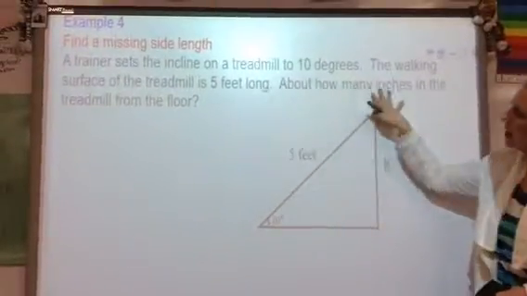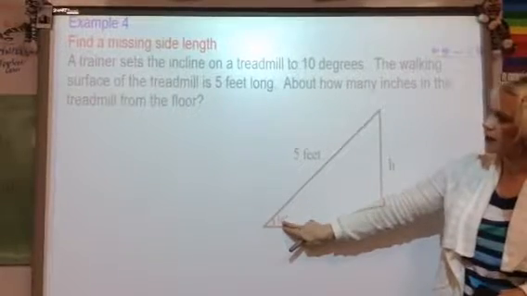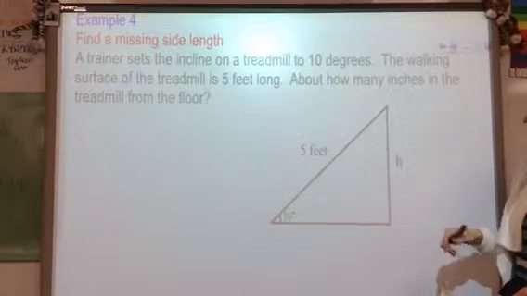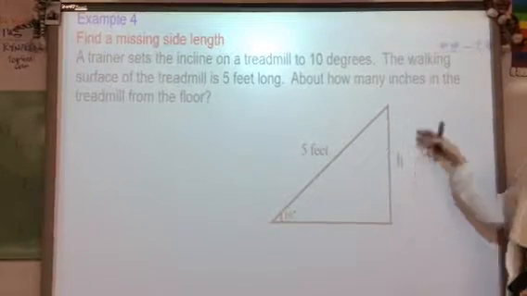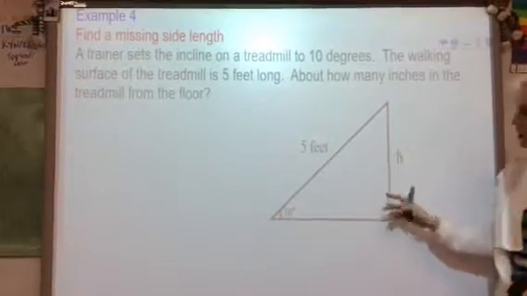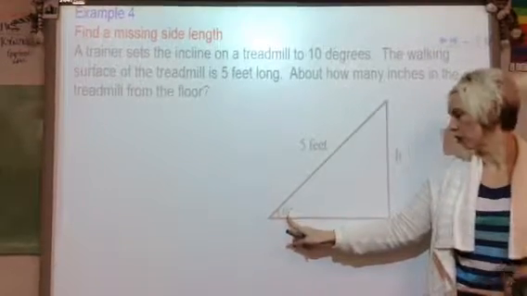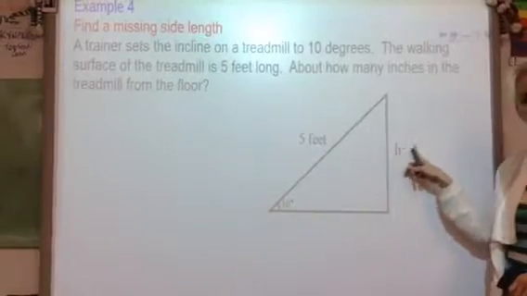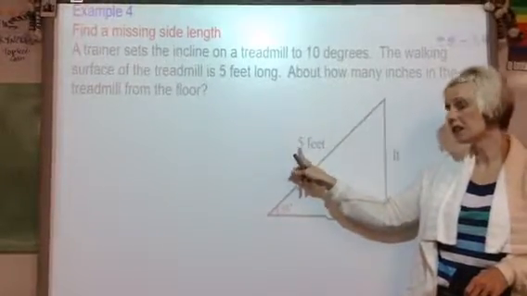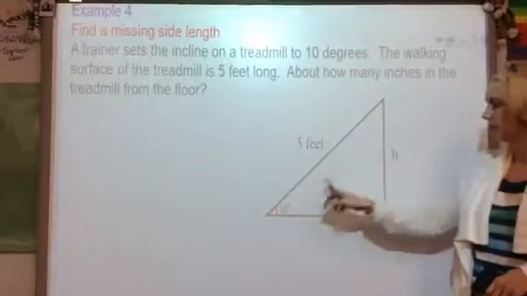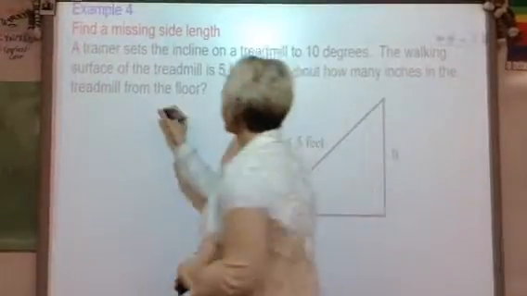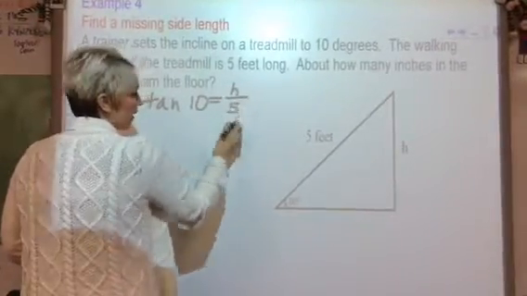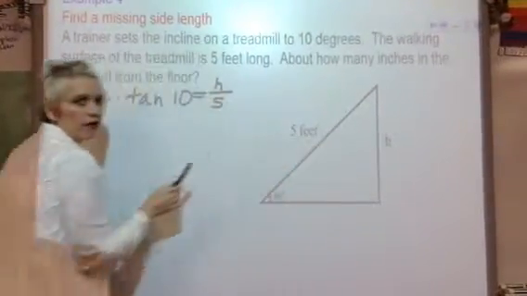A trainer sets the incline of a treadmill to 10 degrees, and you see that right here, and the walking surface on the treadmill is 5 feet long. So about how many inches is the treadmill from the floor? So we're looking for this height here. Which ratio would give me opposite of this 10 degrees over hypotenuse? That would be tangent, TOA. So tangent of 10 is equal to h over 5 because it's opposite over the hypotenuse.